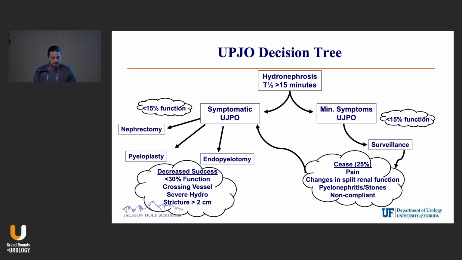All right, so we're going to add this back to our algorithm. 75% of patients do well on surveillance, but those who fail, with pain, changes in split function, pyelo, or noncompliance, that would probably be a good reason to shift them back over to the symptomatic UPJO side and just offer those patients a pyeloplasty and let them go.